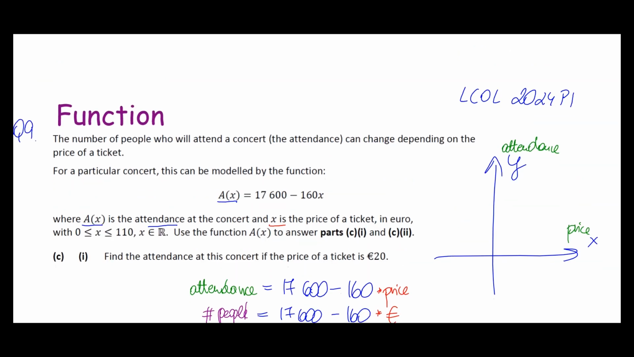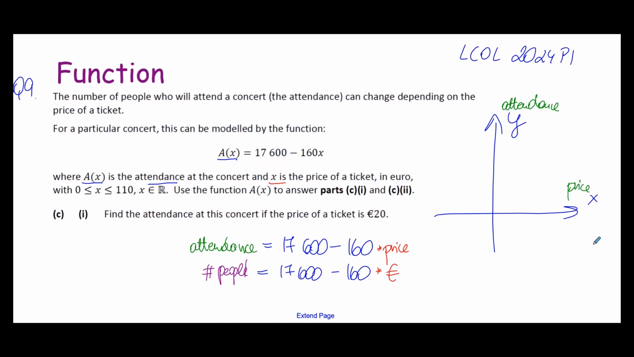Okay, so let's see what we need to do. Find the attendance. Oh, yes. And I wanted to show you that basically this is Y equals 17,600 minus 160X. So when they are saying find the attendance, that means they want you to find the value of Y, isn't it? That's the number of people that we are looking for. Therefore, if they are asking you for the value of Y, they must have given you a value of X. And in our case, the value of X is what? The price.